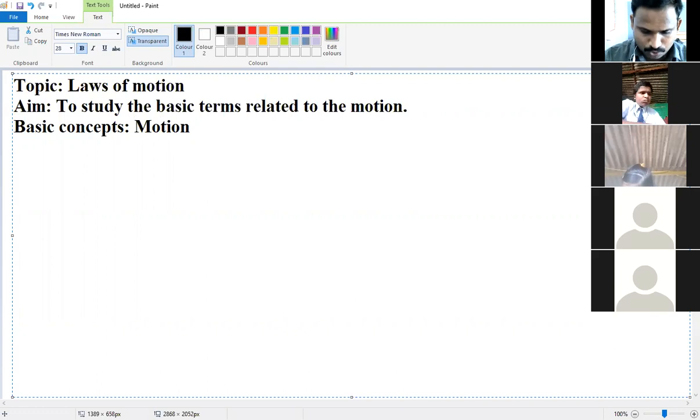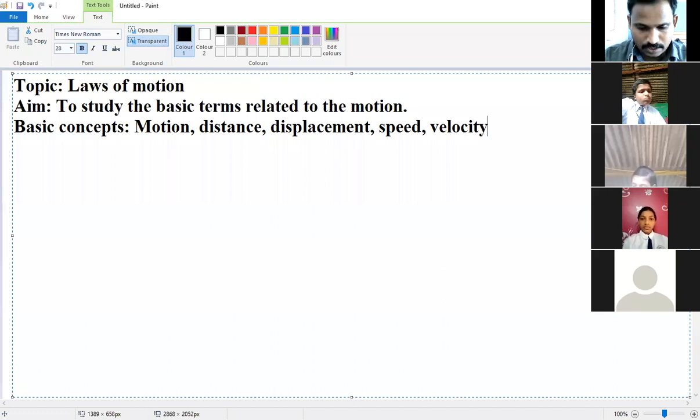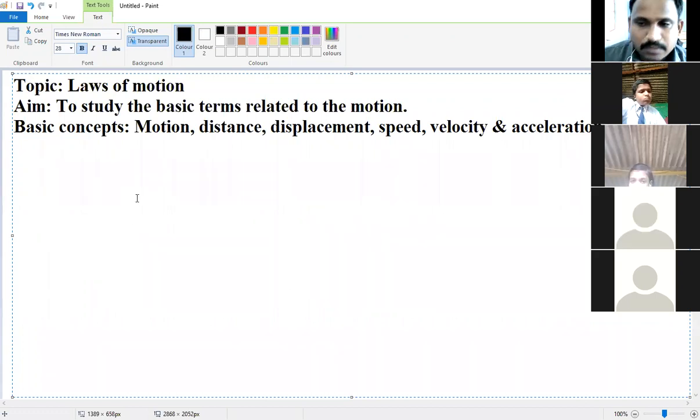First we will see what is motion, then we will discuss the basic terms. We will discuss distance, then displacement, then speed, then velocity, and the final term will be acceleration. These are the seven basic terms or basic concepts that we will discuss during this session. Alright?